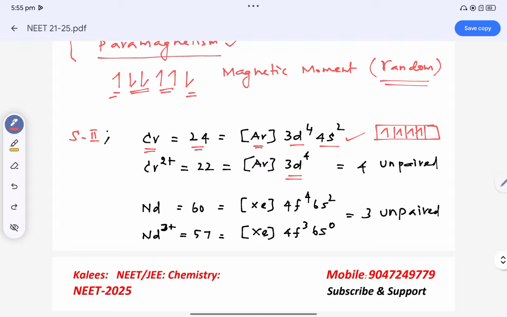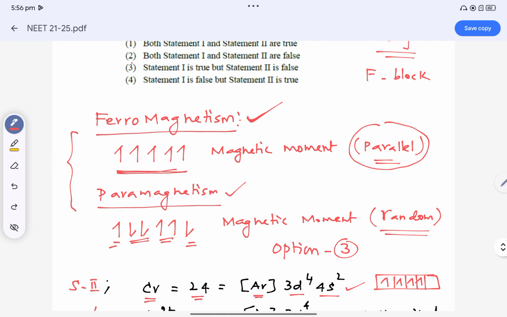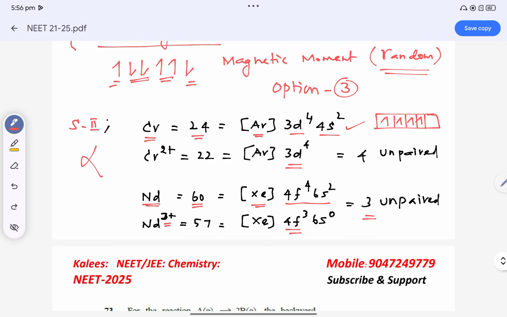Clear? At the same time, neodymium, atomic number 60, xenon 4f4 6s2. When it loses 3 electrons, we may have 4f3, 3 unpaired electrons. So the electronic configurations are unequal. So statement 2 is wrong. So option 3 will be the correct answer. Statement 1 is correct, but statement 2 is false. Clear, my dear students?